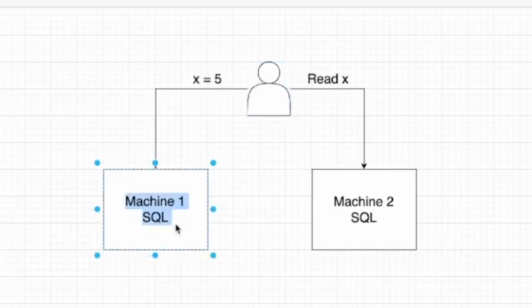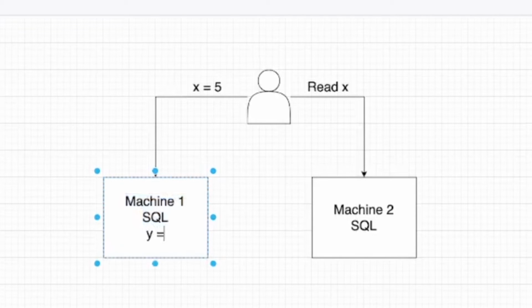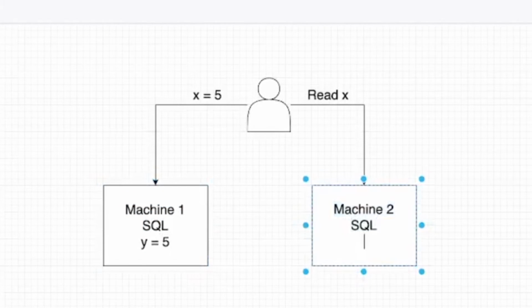If, for example, before the network broke between these two machines, machine 1 and machine 2 both had a value of y equal to 5, then if you ask them the value of y, they'll be able to give that to you. But if you ask them to write the value of x equal to 5, they won't be able to do that because they know that there is a partition here. And since they want to be consistent, they cannot be available to take your writes.